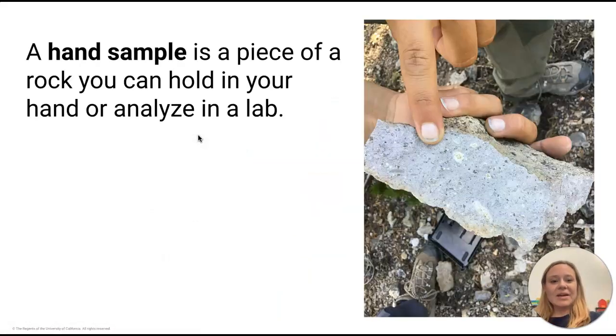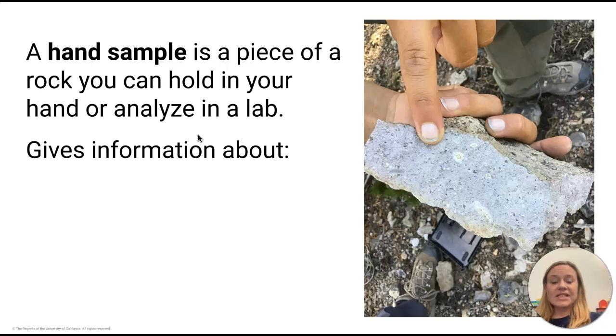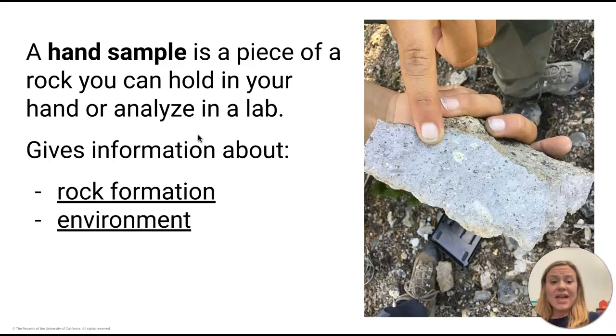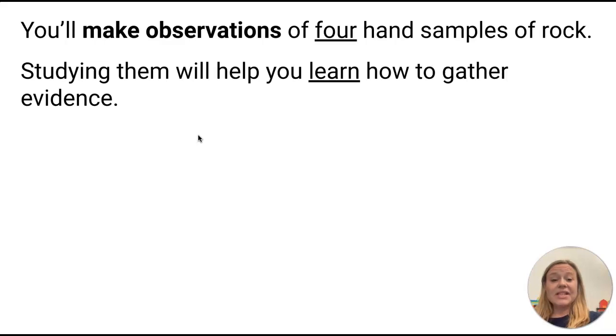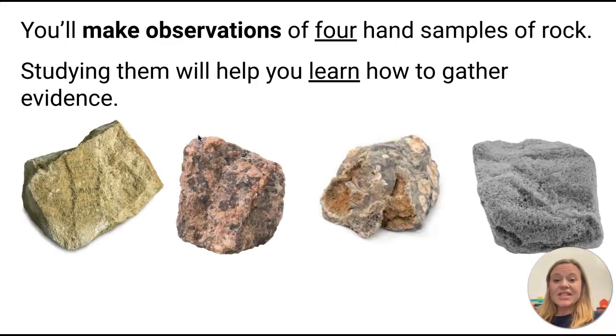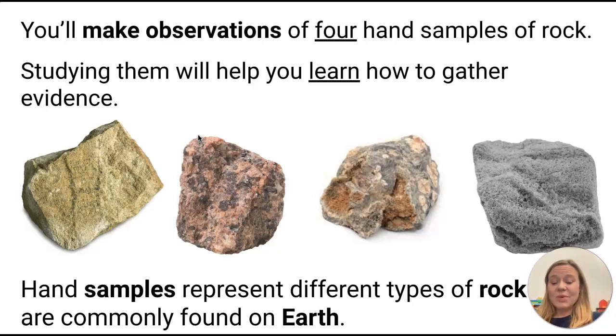And we're going to look at and analyze hand samples because they're really important to geologists, and they give us information about what type of rock formation the rock came from. It can also help us better understand the environment that a hand sample or a rock came from. And we're going to make observations in this lesson of 4 different hand samples. We're going to study them to learn how we can gather more information and evidence about these rock formations. So you're going to have 4 hand samples and they just represent different types of rock that are commonly found on Earth.